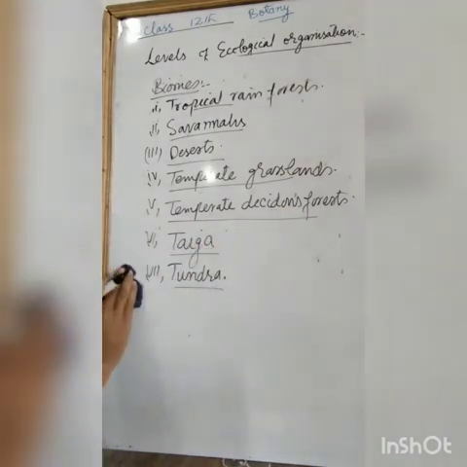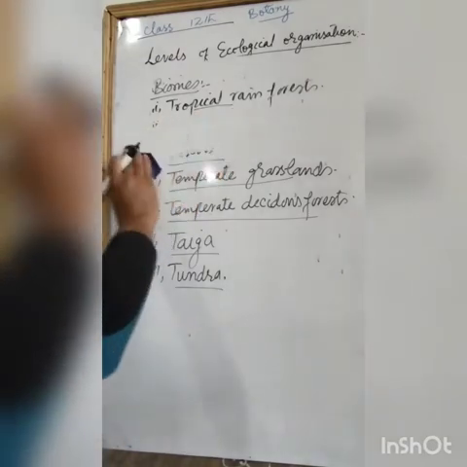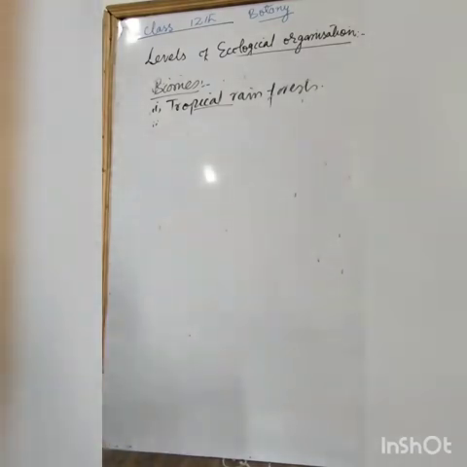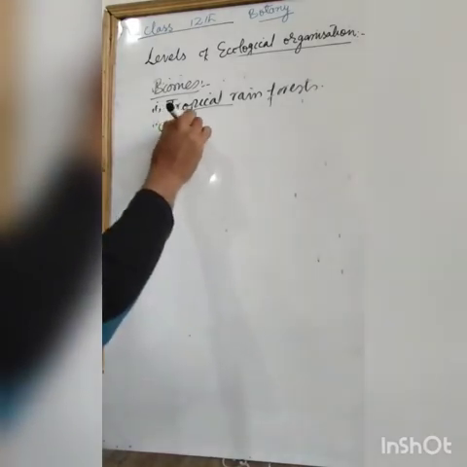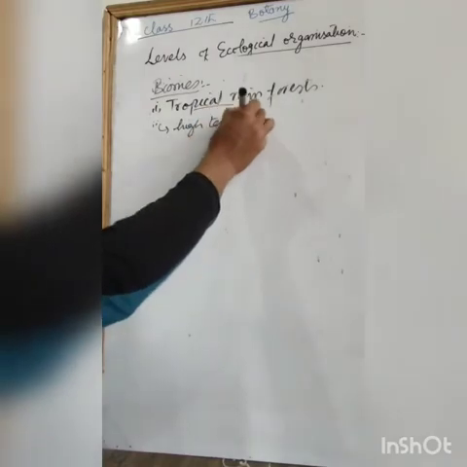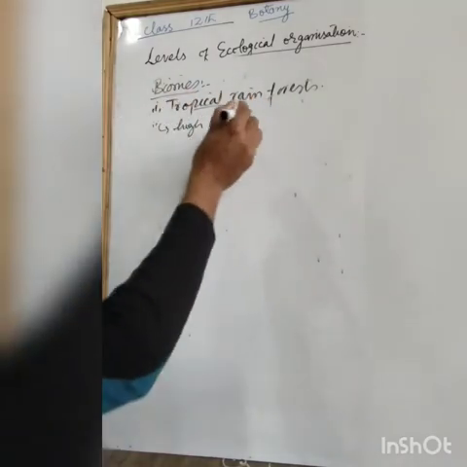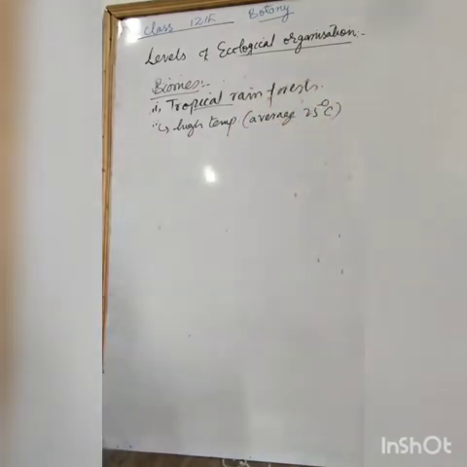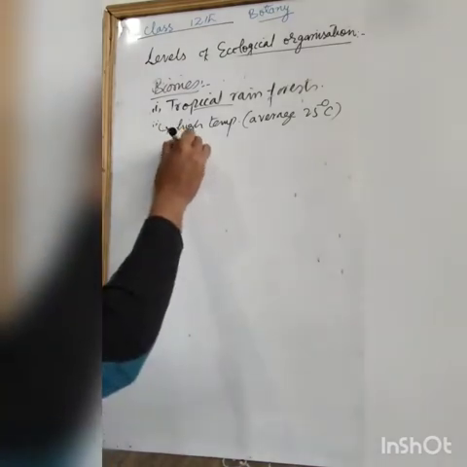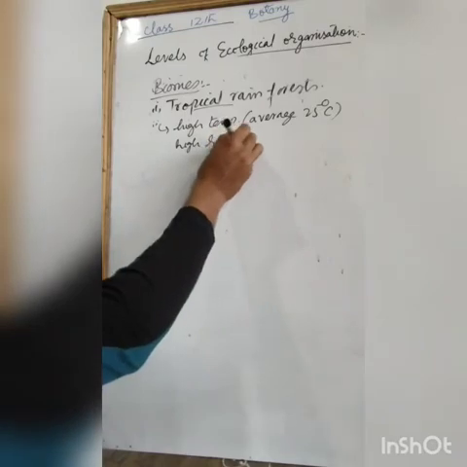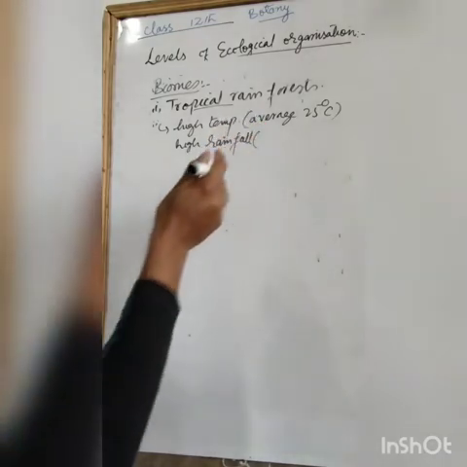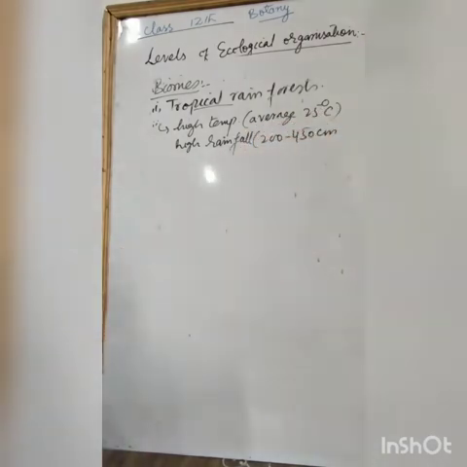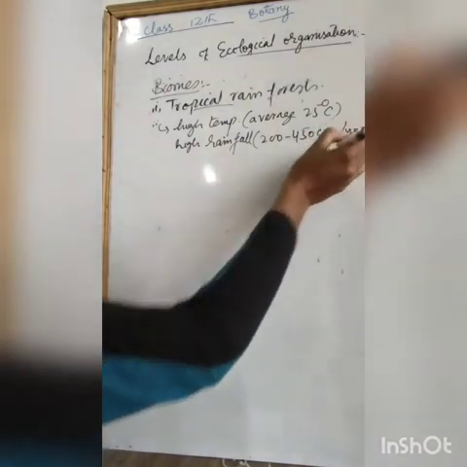And first one is tropical rainforests. These occur in the regions of high temperature. The average temperature is more than 25 degrees centigrade. And high rainfall, 200 to 400 centimeters per year. That is high rainfall.